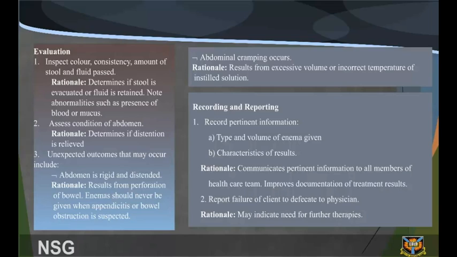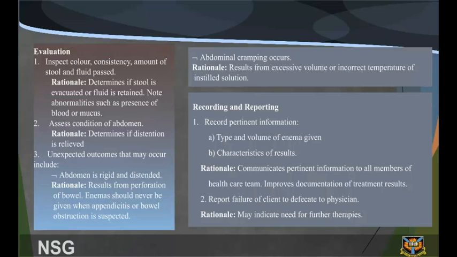Unexpected outcomes that may occur include: abdomen is rigid and distended. Rationale: results from perforation of the bowel. Enemas should never be given when appendicitis or bowel obstruction is suspected. Abdominal cramping occurs. This results from excessive volume or incorrect temperature of the instilled solution.